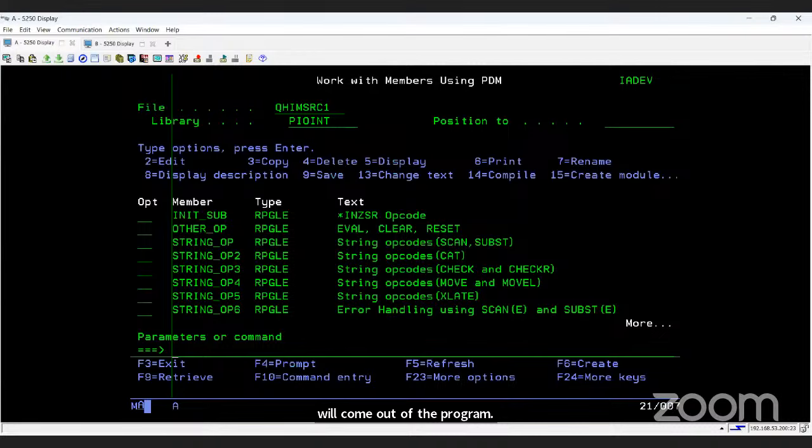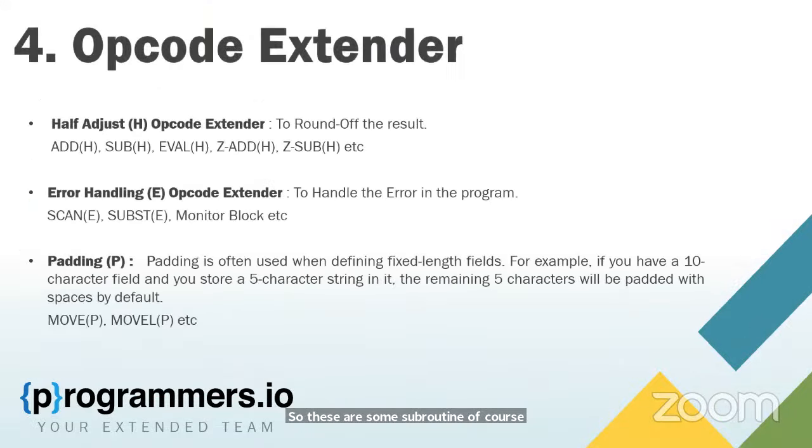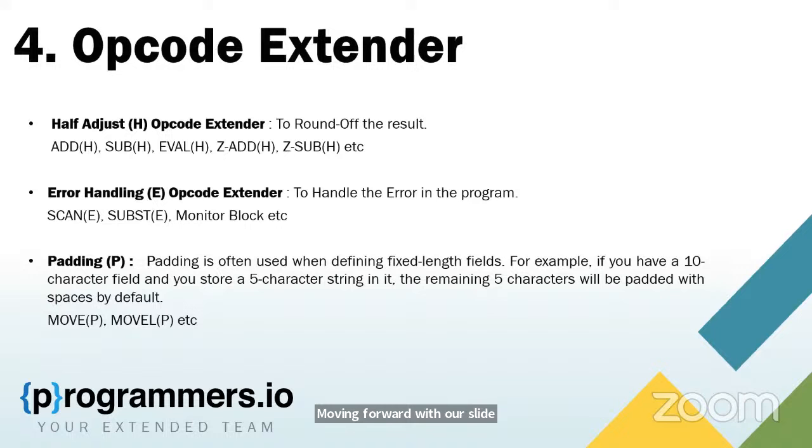Moving forward with our slide, the next is some opcode extenders. We have 3 extenders here: half adjust to round off any result. It will be useful in our arithmetic opcodes. We can use add h, sub h, eval h, z add h, z sub h. It will just round off your result.